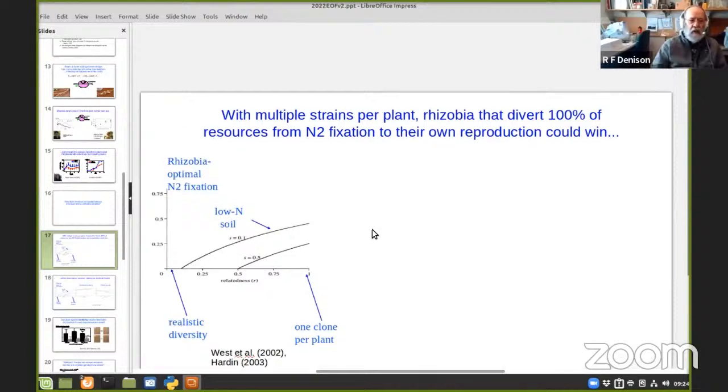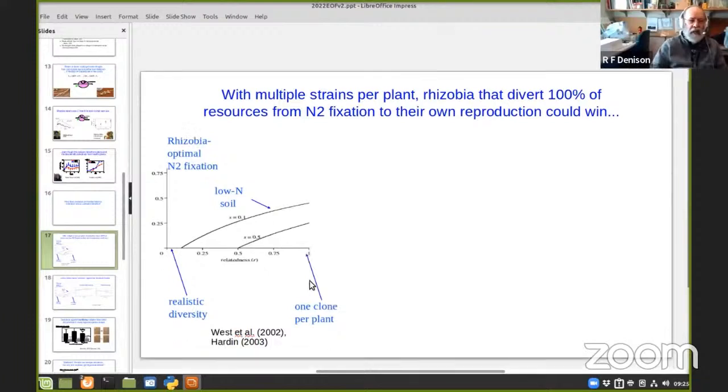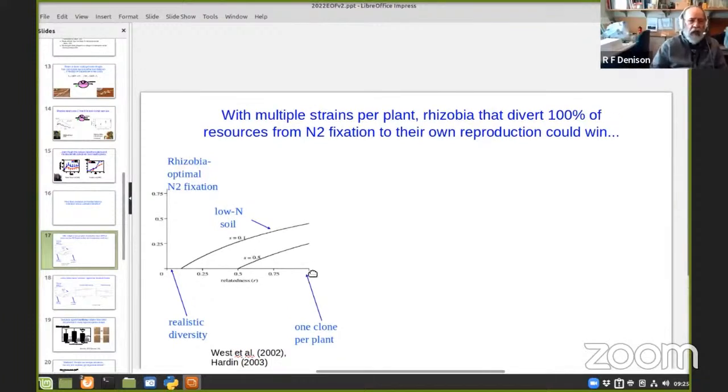And so Stuart started with that assumption, because this axis here is how related these bacteria are within a plant. So relatedness of one, these bacteria are all essentially twins or triplets or millionplets, whatever you would call that. They're all the same genotype. And if there's only one strain there, and they don't provide the plant with nitrogen, the plant's not going to grow very well.